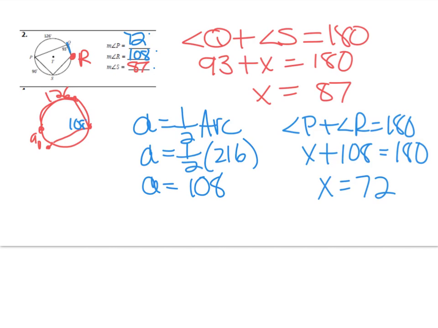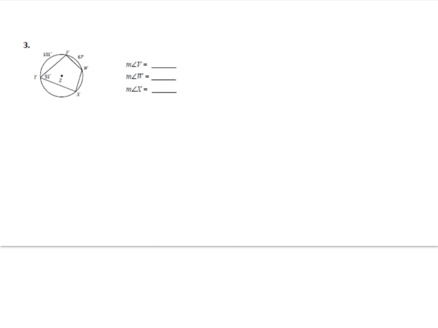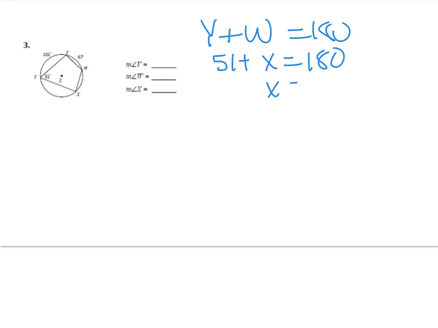For this one, we see a quadrilateral inscribed inside of a circle, so opposite angles add up to 180. Right now I know angle Y plus angle W equals 180. Angle Y is 51, so 51 plus X equals 180. X is equal to 129, so W is equal to 129, and we go ahead and fill that in. Now let's look for X.